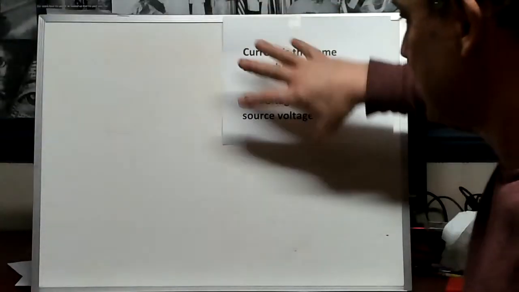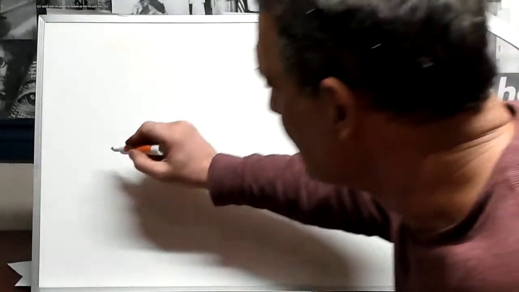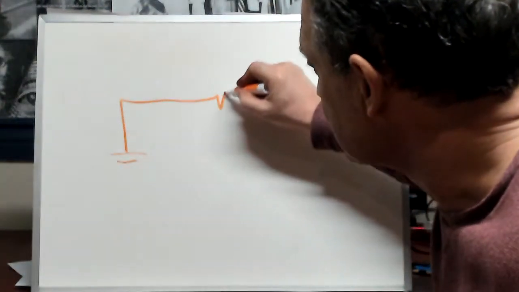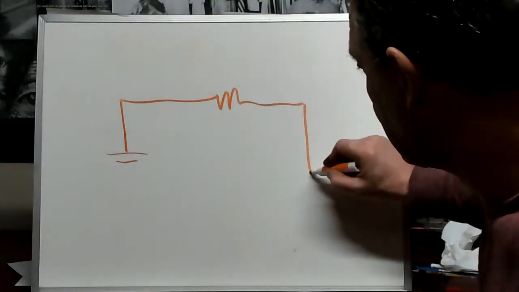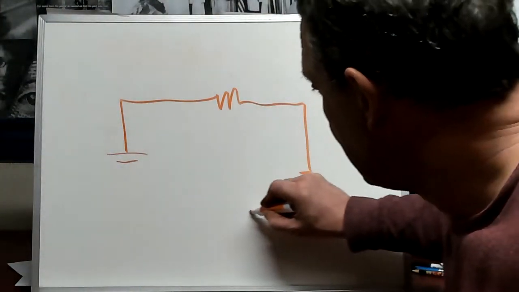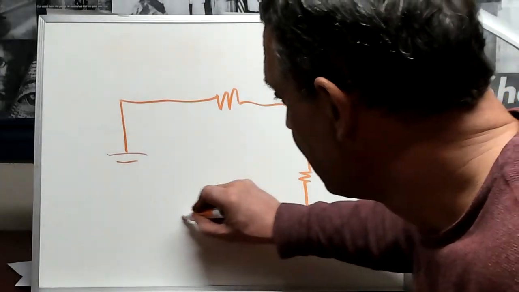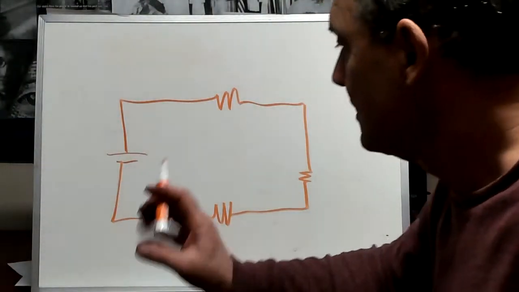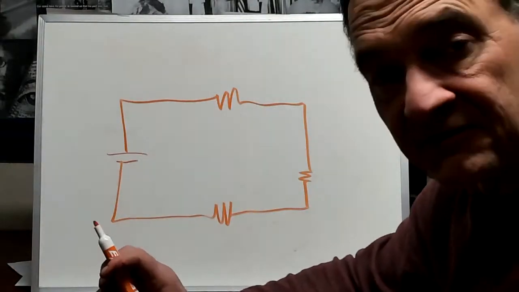So let's just flip these out of the way, and we'll look at this as a way to remember the series circuit. If we draw a circuit, and we'll put some resistances in it, this circuit only has one path for current to flow. That being said, that's the first rule.